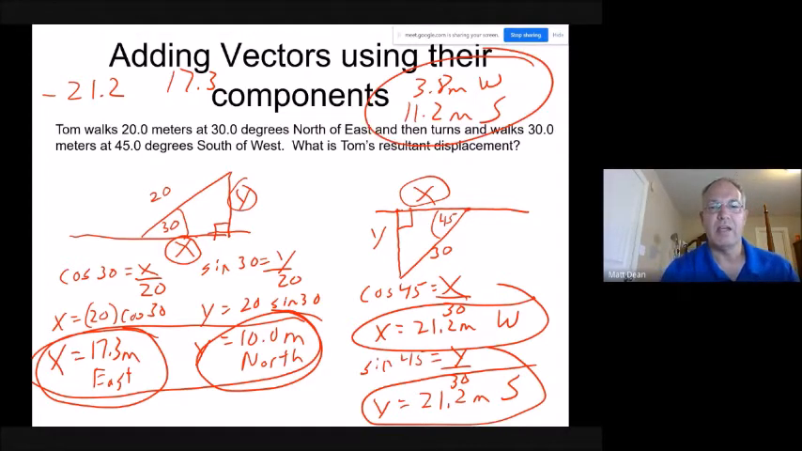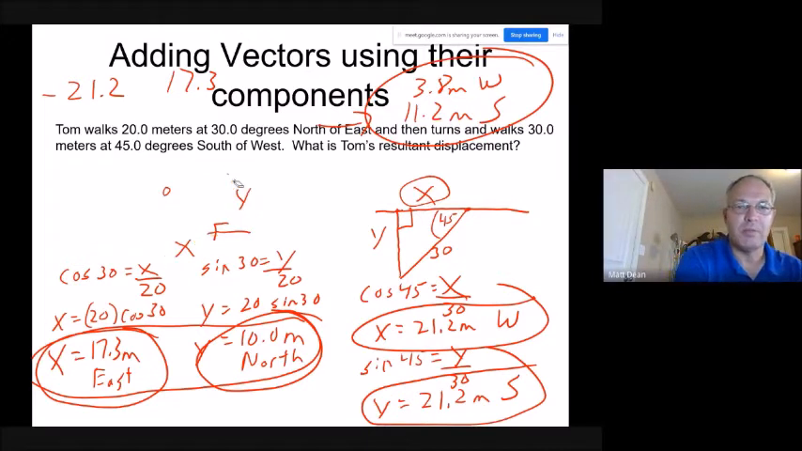So now we've taken our vertical and horizontal components from each of the two vectors, and we've combined them together to get this. Our final step is to take these two components and put them back together to get a resultant displacement. So let me make a little space here on my screen.